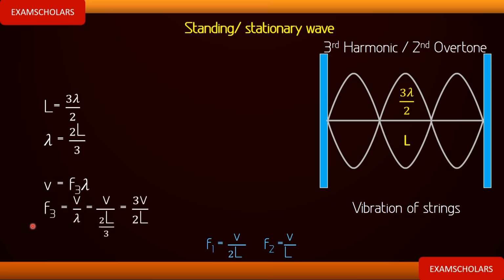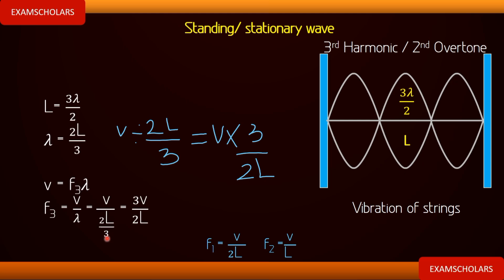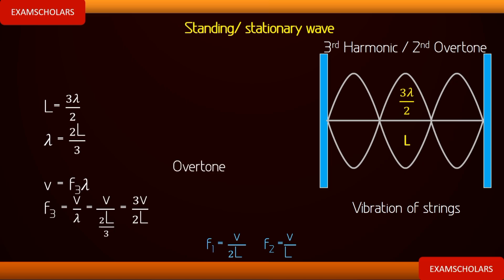Make F3 the subject of the formula. F3 will be V over lambda. Substitute for the value of lambda here. So if you're coming from mathematics, you don't need to stress yourself, you just need to carry this 3 and bring it up. So you have 3V over 2. That is what? F3. F3 is known as third harmonic or second overtone. So we call it third harmonic or second overtone. Third harmonic is still the same thing as second overtone. Okay, so let's put the value here.